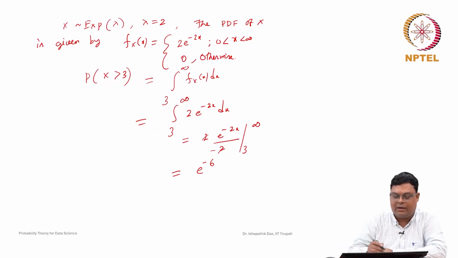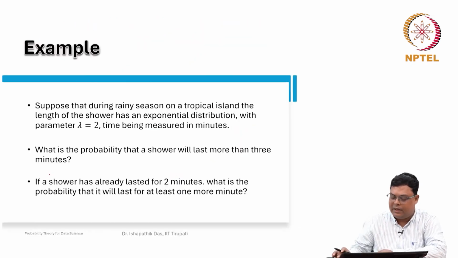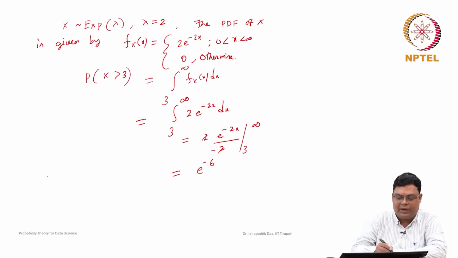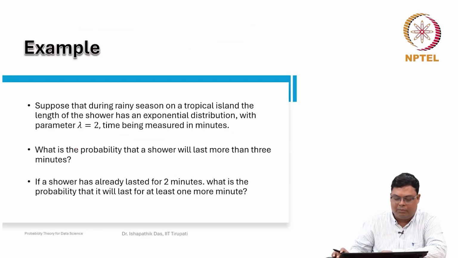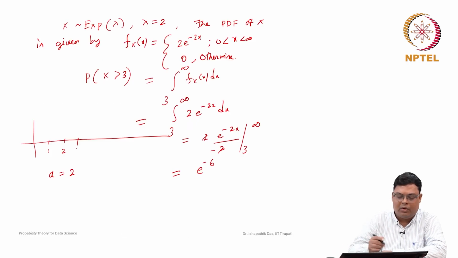Here it is asked that the shower has already lasted 2 minutes. So here a is equal to 2, which means the shower has already lasted 2 minutes. Now the question is: what is the probability that it will last at least 1 more minute? That means x greater than 2 plus 1.